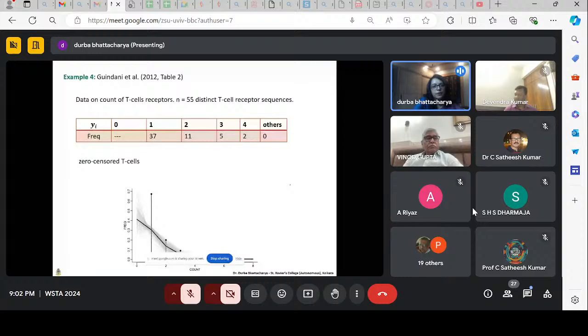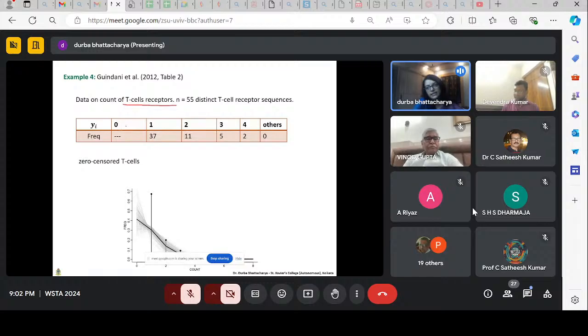So if we consider this problem of T cell counts, T cell receptors, we can see that this data consists of 55 distinct T cell receptor sequences. The count of T cell receptors is an indicator of immunity of a person. We can see that the count frequency corresponding to the count 0 is 0 here. So maybe that is the problem of the sample. If you want to model it using known probability models like geometric or Poisson, it will give a deterministic estimate of this unknown function.